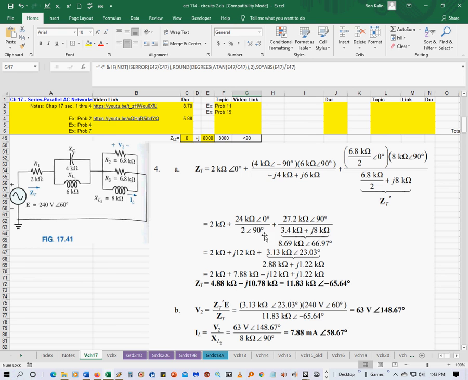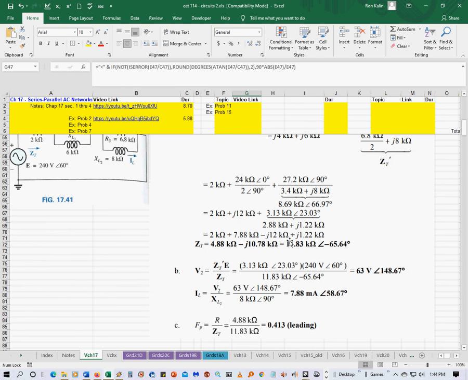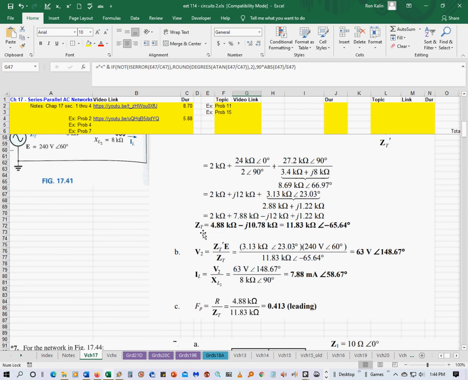Once you crunch all these numbers down, I recommend doing them in pieces. You would do this piece first, get this number, then do this piece next, and they got this number. Then take that and add it all up together, and you get Z sub T is 4.88k minus J10.78k, equals 11.83k angle of negative 65.64.